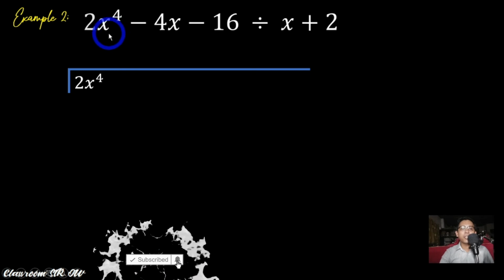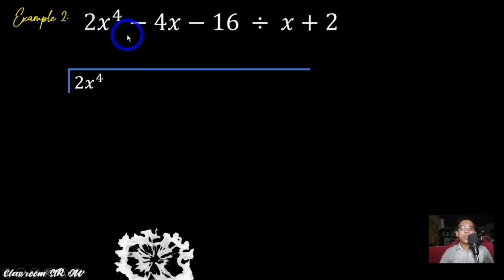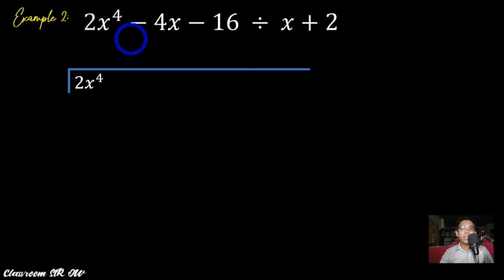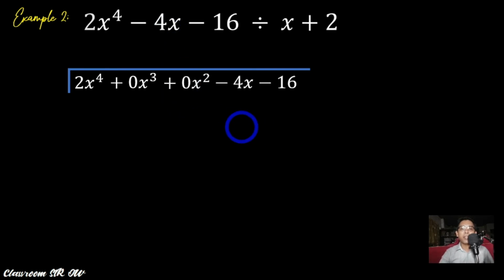Now, if you notice here, x to the fourth, supposedly what is next is x cubed, but x cubed is missing. So what you are going to do is we add 0x cubed. Next is supposedly the quadratic term because this is the linear term, right? So we will replace that one by 0x squared. Then we have negative 4x minus 16 divided by our divisor, which is x plus 2. So I hope this is clear for everyone.